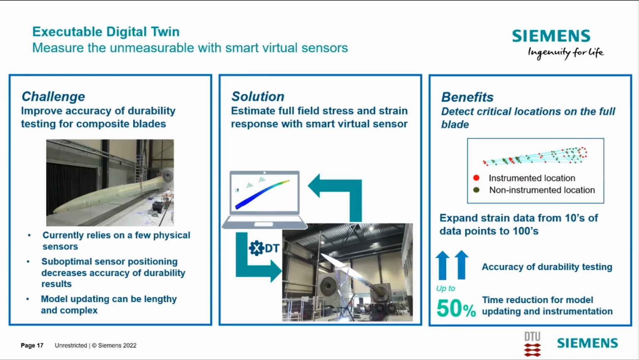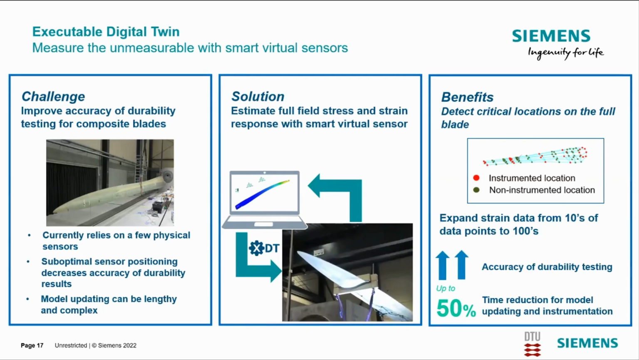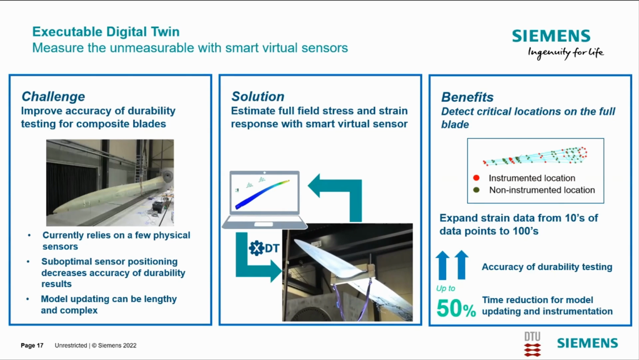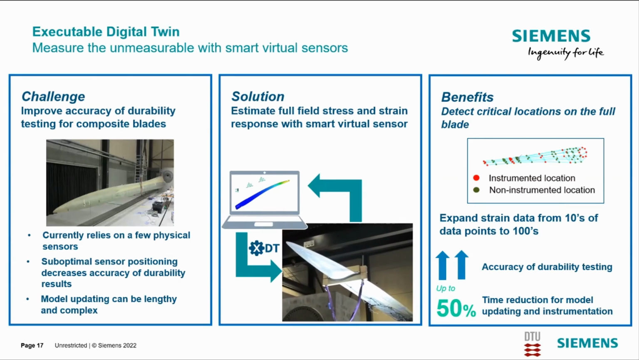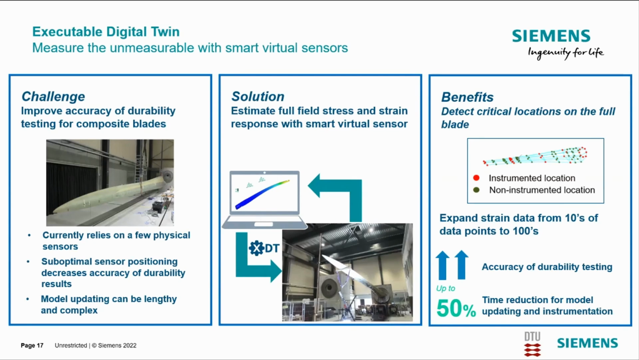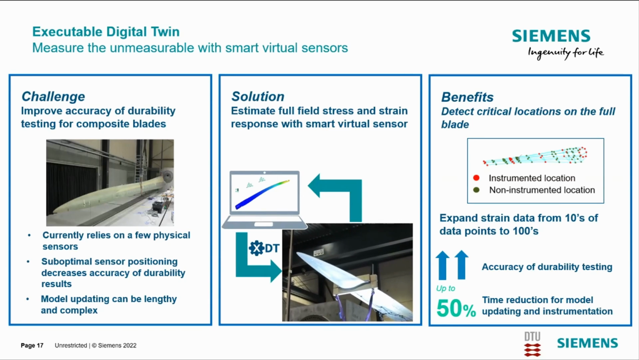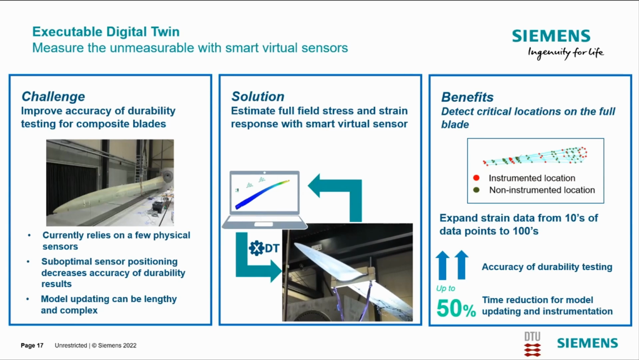And they rely only on few physical sensors. They install some strain gauges on the blades, and then they want to assess the lifetime of the structure. And what we do here, so the solution that we provide, is to combine a few physical sensor instrumentation with the smart virtual sensors, which means combining the sensor with the model in order to be able to have the full field description of the structure all along this test.